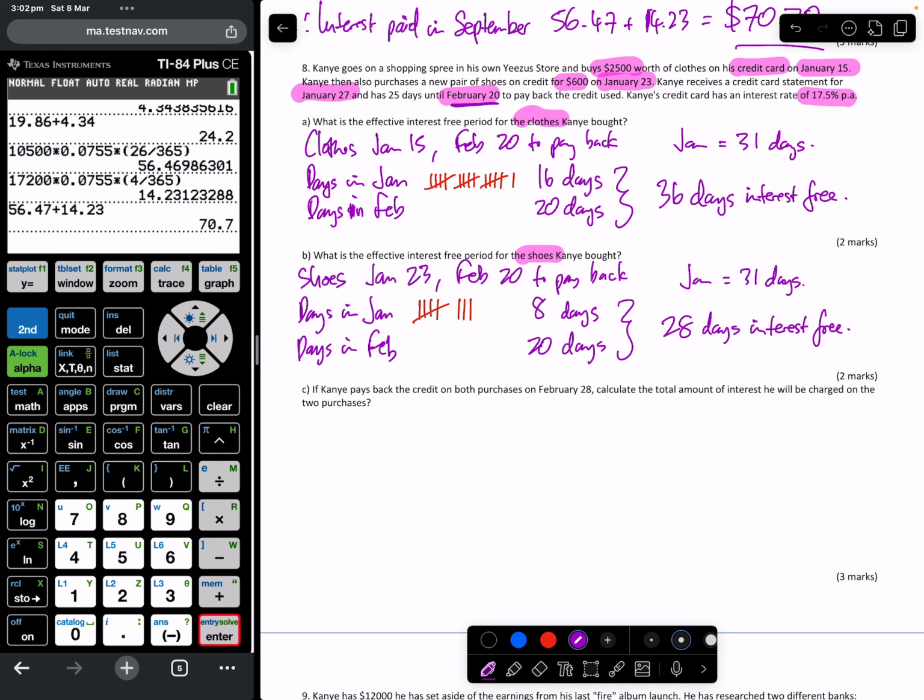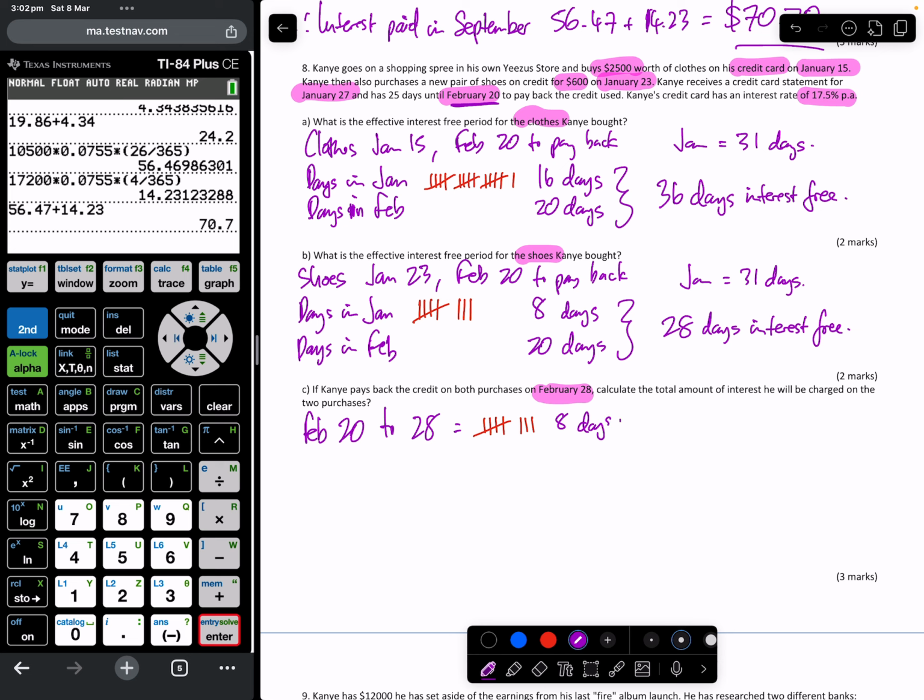If Kanye pays back the credit on both purchases on the 28th of February, calculate the amount of interest to be charged on the two purchases. So he's paying late. He's meant to have until February 20th to pay back, but he paid on the 28th. So Feb 20 to 28 equals, remember, with credit cards you're not counting the first day: 21, 22, 23, 24, 25, 26, 27, 28. 8 days.